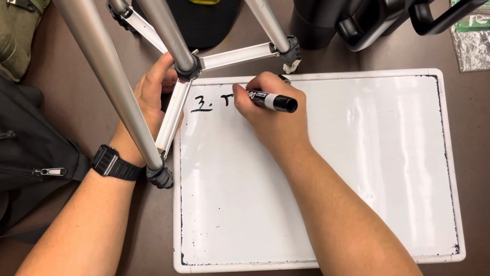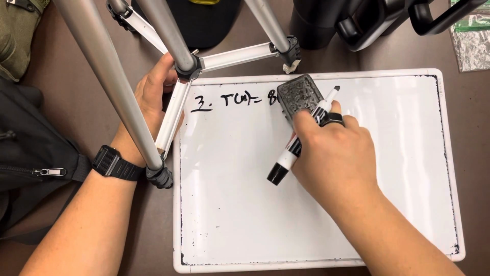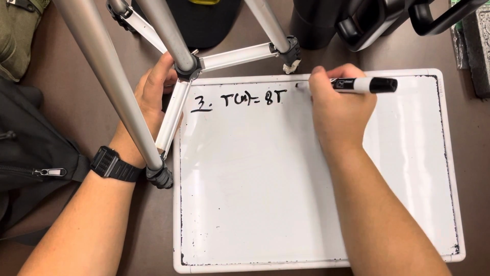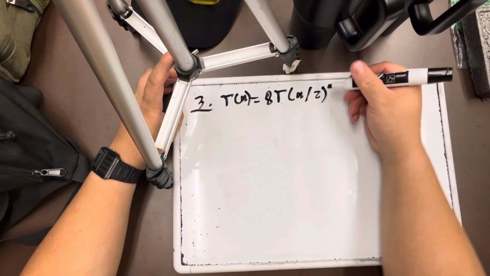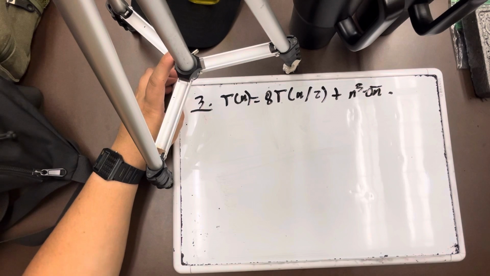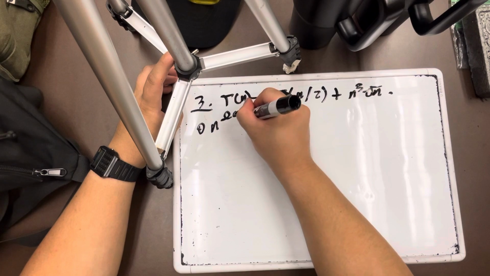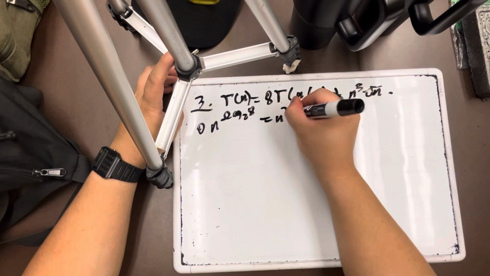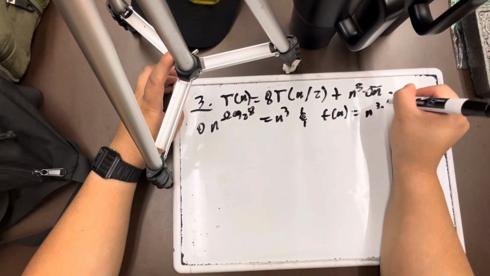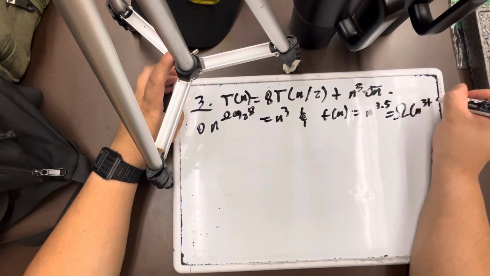So for the third part, T of n is equal to 8 times T of n divided by 2 plus n cubed times the square root of n. All right, so n to the log base 2 of 8 is equal to n cubed, and f of n is equal to n to the 3.5, which is equal to big omega of n to the 3 plus epsilon.